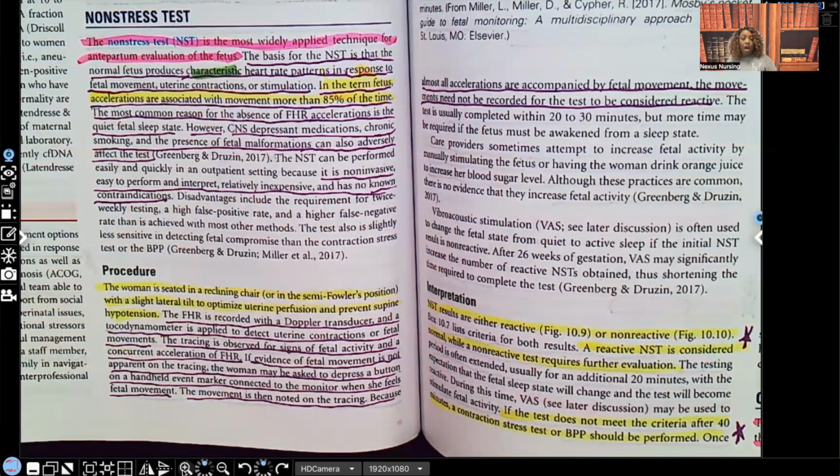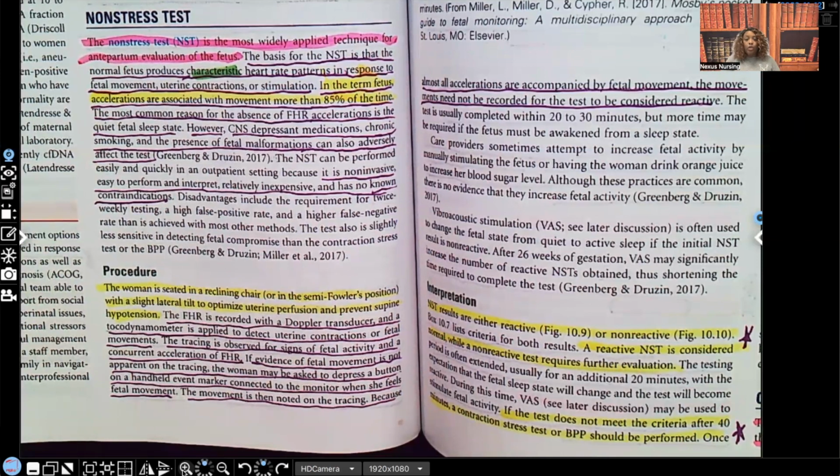We're going to start with the non-stress test. And basically, guys, the point of this non-stress test is to see if the fetus reacts the way that it should. If we're seeing accelerations with fetal movement or uterine contraction, we just want to see if the fetus is reacting the way that it should. So take a look.